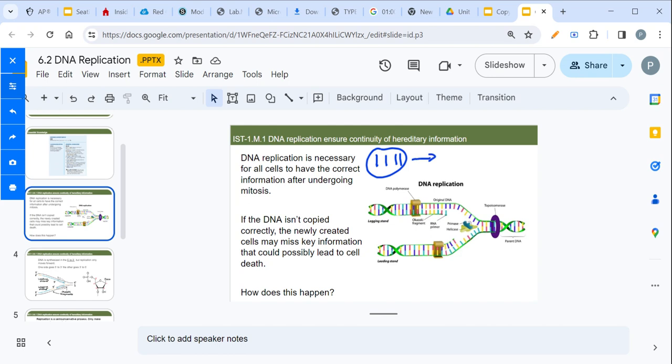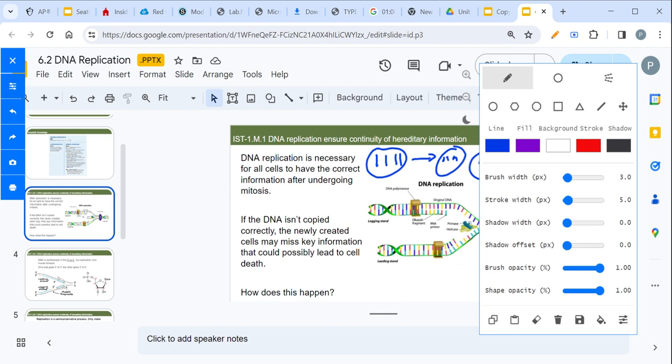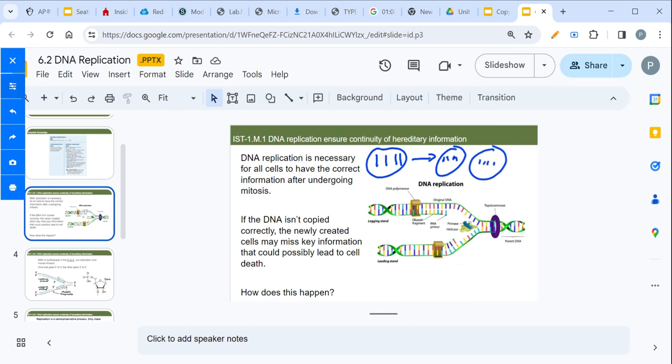If I go through mitosis, I'm only going to get half the DNA, or only 2 chromosomes in one and 2 chromosomes in the other. It's not going to work. So what's necessary is that we always copy the DNA first, so that I can have a chromosome in each one, and now I'm all squared away. If it's not copied correctly, you might be missing key information that is necessary for the cell to survive.